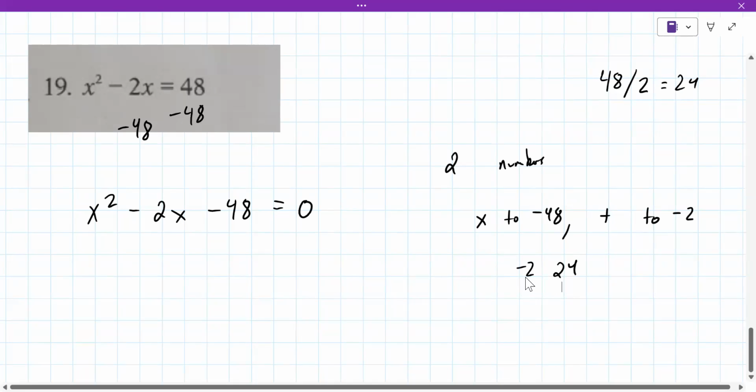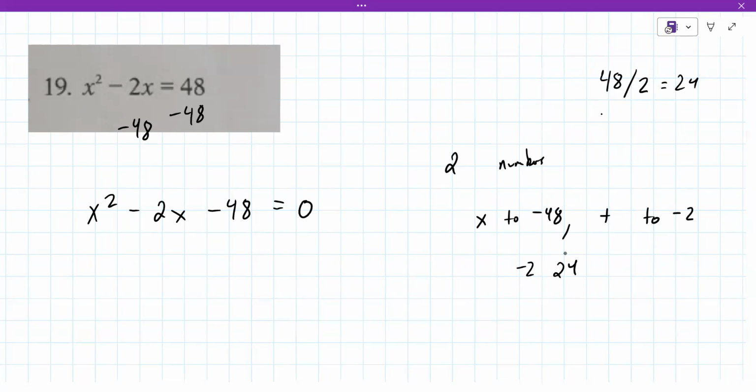I would say no. They're too far apart. They add to like 22, and that's way too far apart. So now take 48 and divide it by 3. What does that become? That becomes 3 and 16. 3 and 16. What do those add up to?